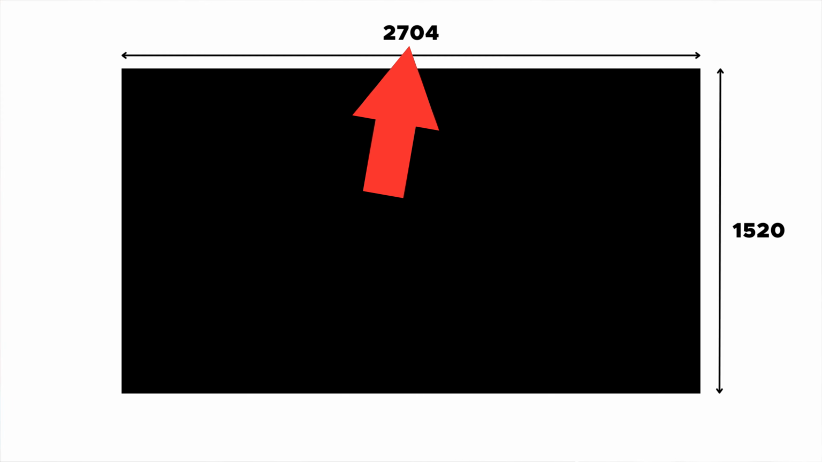Let's look at this rectangle. Let's say it's a rectangle that represents the sensor on the Insta360 Go 3. Let's say that it's 2704 pixels wide and 1520 pixels tall. This is what a 2.7K frame looks like. And for some reason, they've gone with the width of the pixels to give it its name. 2704 pixels wide is known as 2.7K.